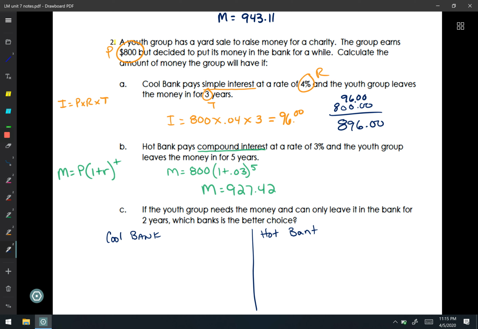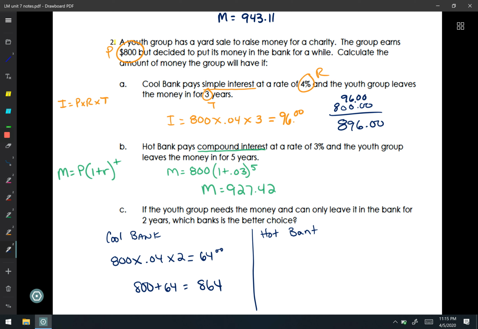So Cool Bank was simple interest. So simple interest, 800 times, in this case, 0.04 still, but you only put in for 2 years. You get $64. Remember, the $64 has to be added back to the original amount that you put in. So now, after 2 years at Cool Bank, you'll have $864.